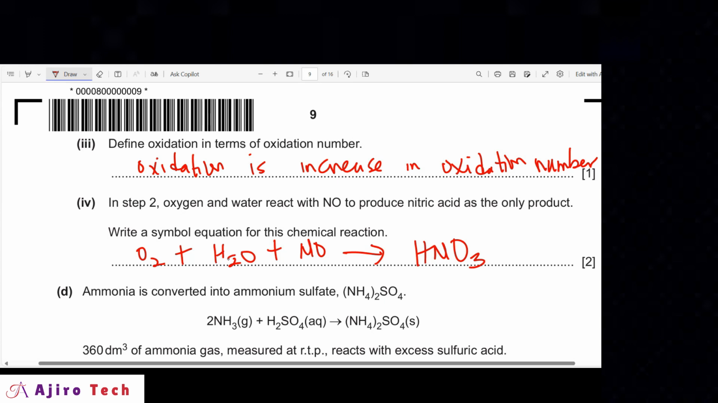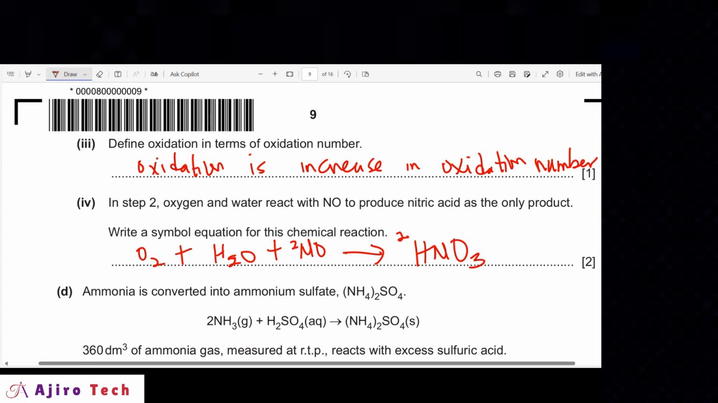We look at this now. So how many hydrogens do we have? We have basically 2 hydrogens on the left. Let's assume we have 2 here. We are going to balance oxygen last. So we have 2 hydrogens, 2 nitrogens, for example.